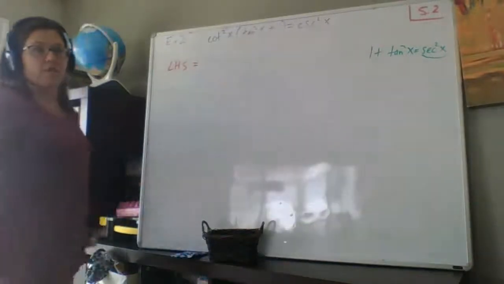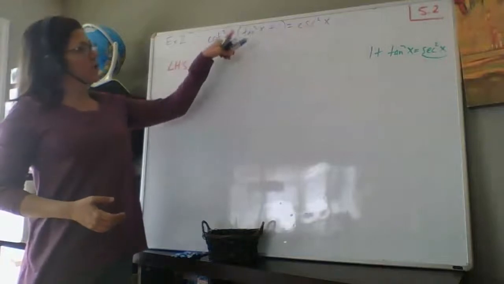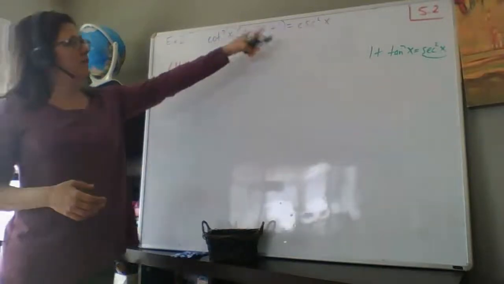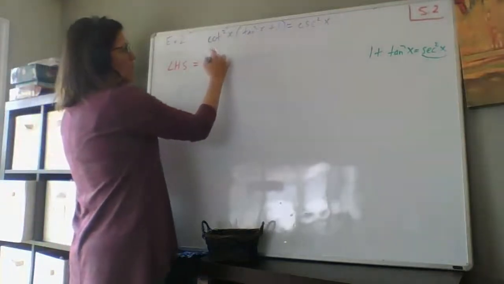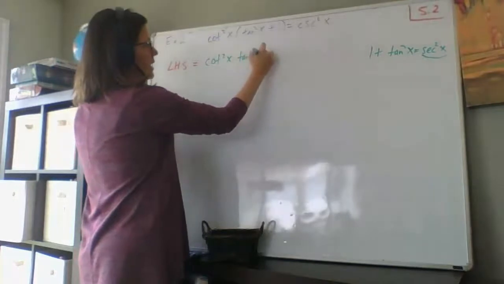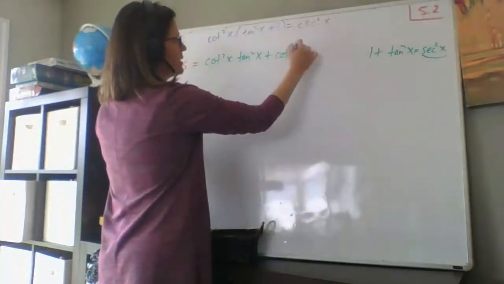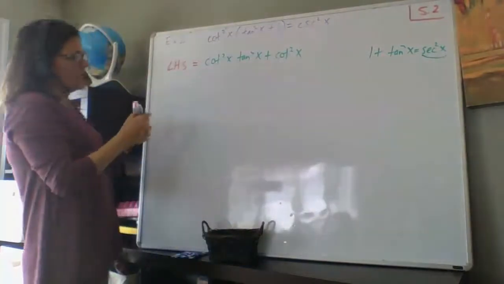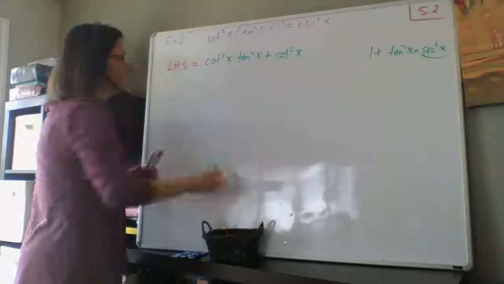There is another way we could have done this problem, which is first distributing the cotangent squared to both the tangent squared and the 1. So in that case, we would have gotten cotangent squared x times tangent squared x plus cotangent squared x. This is not looking super simple, but I just want to show you that this is also an option.